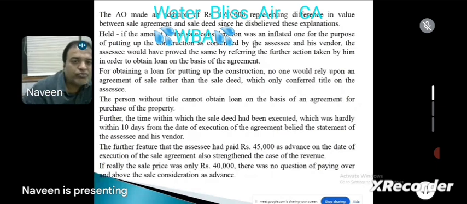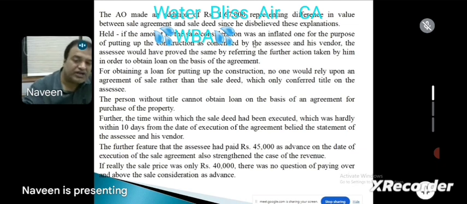For obtaining a loan for putting up construction, no one would rely upon an agreement of sale rather than the sale deed, which only conferred title on the assessee. A person without title cannot obtain a loan on the basis of an agreement for purchase of the property. Further, the time within which the sale deed had been executed, which was hardly within 10 days from the date of execution of the agreement, belied the statement of the assessee and his vendor. The further feature that the assessee had paid 45,000 as advance on the date of execution of the sale agreement also strengthened the case of the revenue.